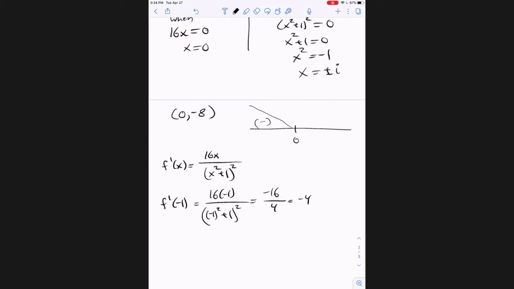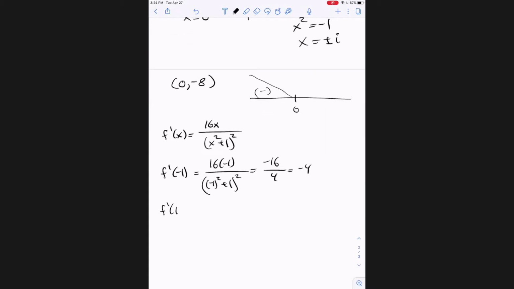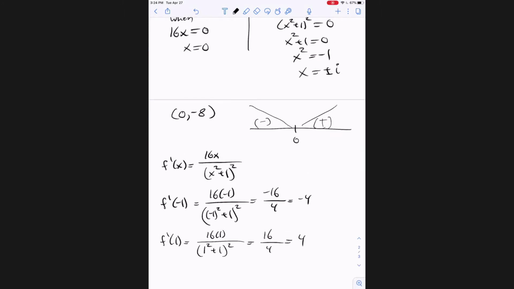Now let's pick the value right of 0. Let's pick 1. So you got 16 over 1 plus 1 is 2 squared is 4. So 16 over 4 is positive 4. So again, it doesn't matter if you got 4, you use positive, so it's increasing. So our critical x value here is 0. If it's decreasing on the left-hand side, and it's increasing on the right-hand side, so therefore it's a relative min.